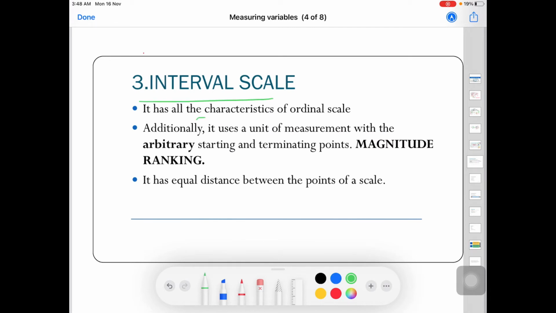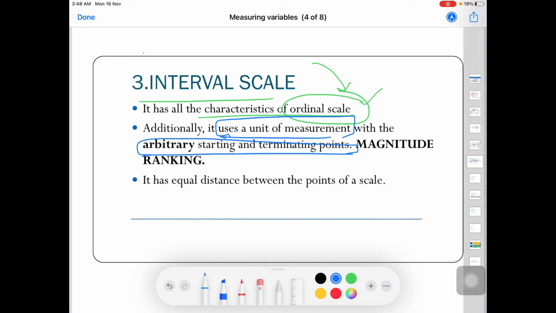Next is interval scale. It has all the characteristics of ordinal scale. Whatever we have read under ordinal scale, it follows all the characteristics, but there is a difference, and the difference is that it uses a unit of measurement. It has a unit of measurement, very important, with arbitrary starting and terminating points. So the starting and terminating points are arbitrary. It doesn't follow any rule, and it also has magnitude ranking.